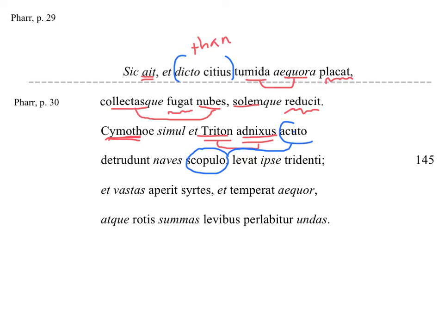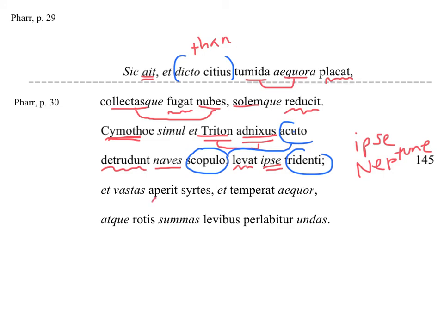They together detrudunt, they dislodge boats, naves. These are Aeneas's boats, right? He himself, ipse, that's Neptune, he himself, the master. Remember we talked about ipse being the one who's the leader, so in this case Neptune. He himself, levat, lifts with his trident, ablative, lifts with his trident.